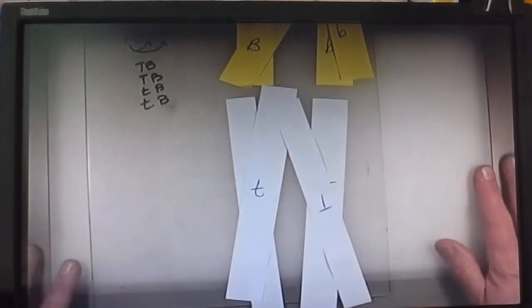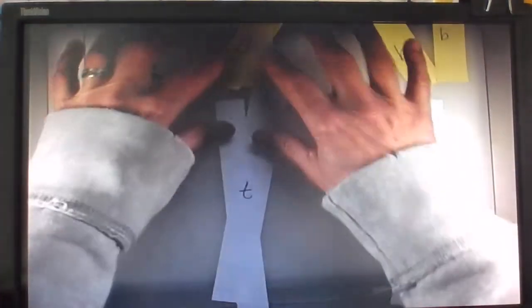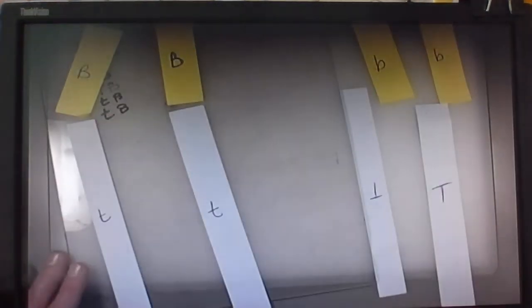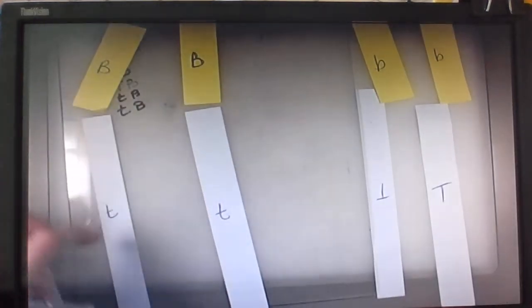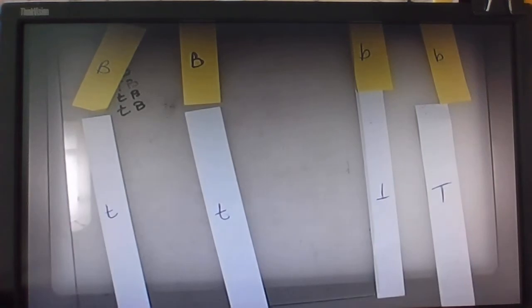So let's say this is how they line up. So anaphase 1, metaphase 2, anaphase 2. So I could have this situation. I could have capital B, lowercase t, lowercase b, capital T. I could.